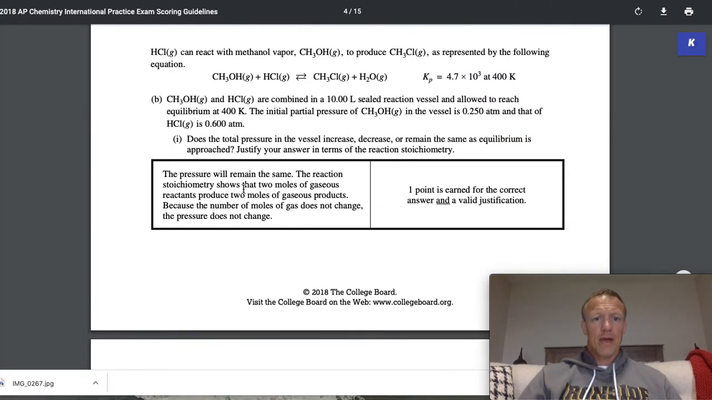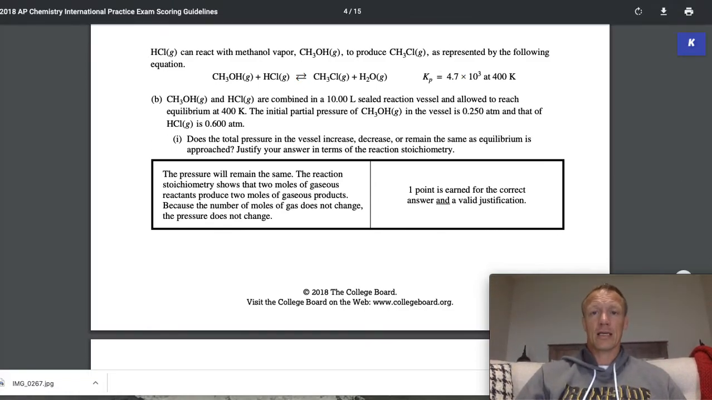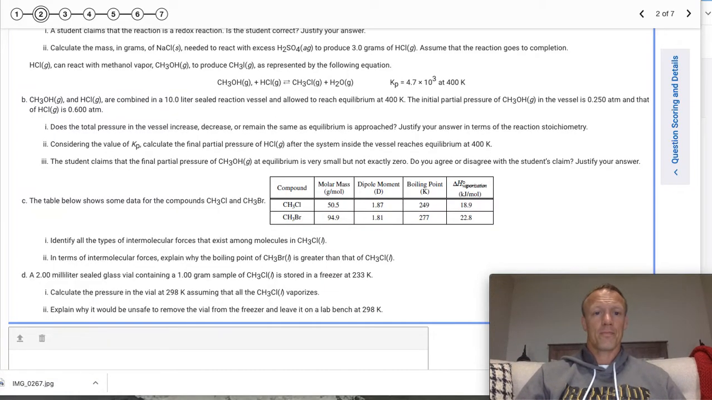Pressure remains the same. The reaction stoichiometry shows that 2 moles of gaseous reactants produce 2 moles of gaseous products. Because the number of moles of gas does not change, pressure does not change. And those are the only things that cause pressure, remember. Solids and liquids do not. Things that are aqueous do not cause pressure.